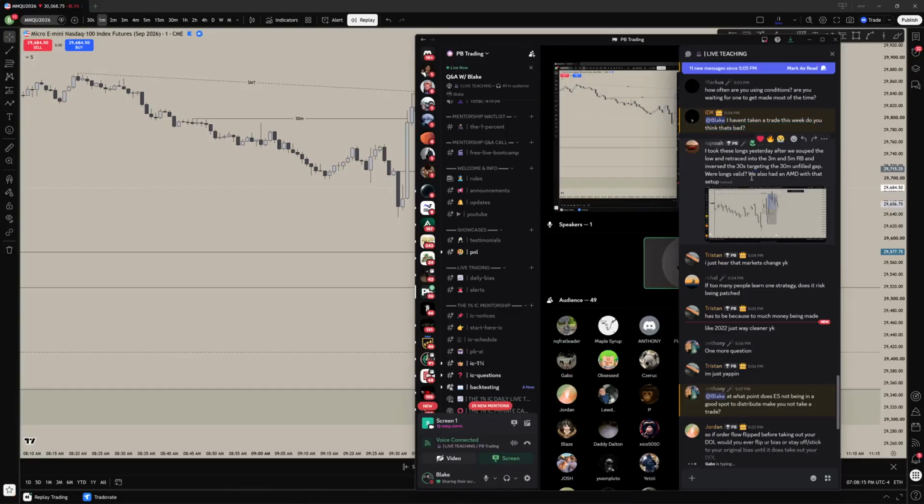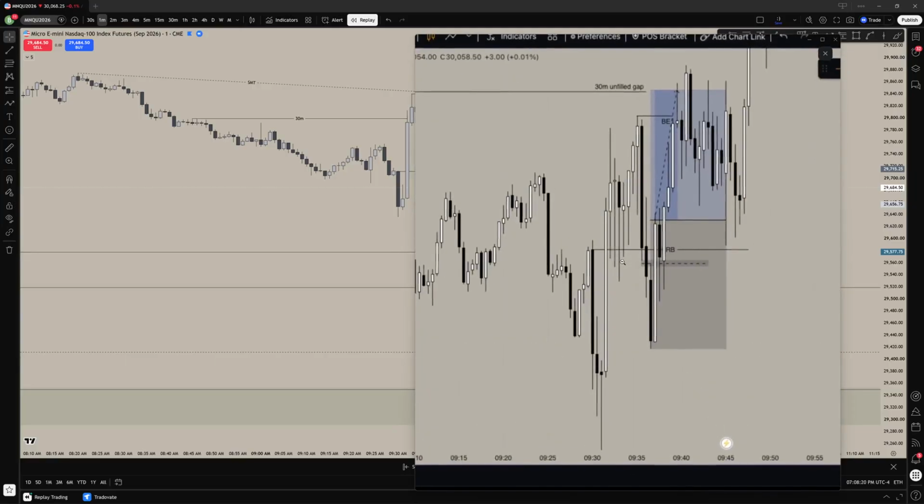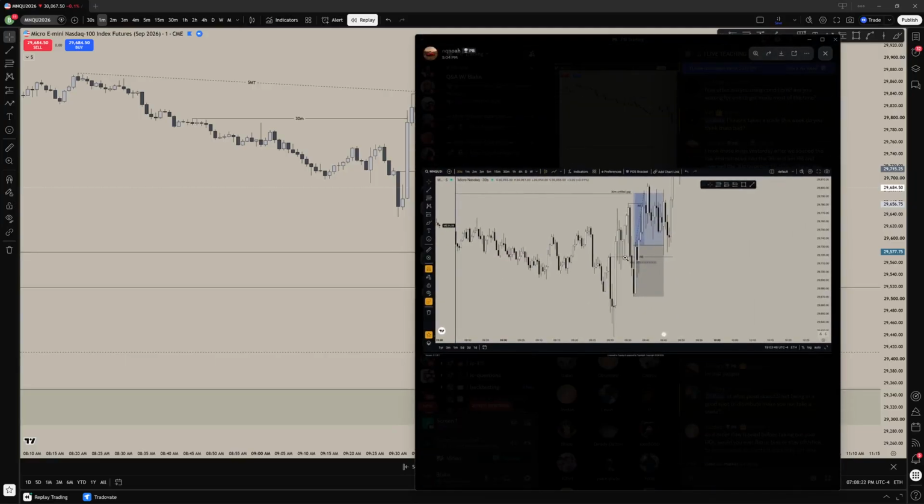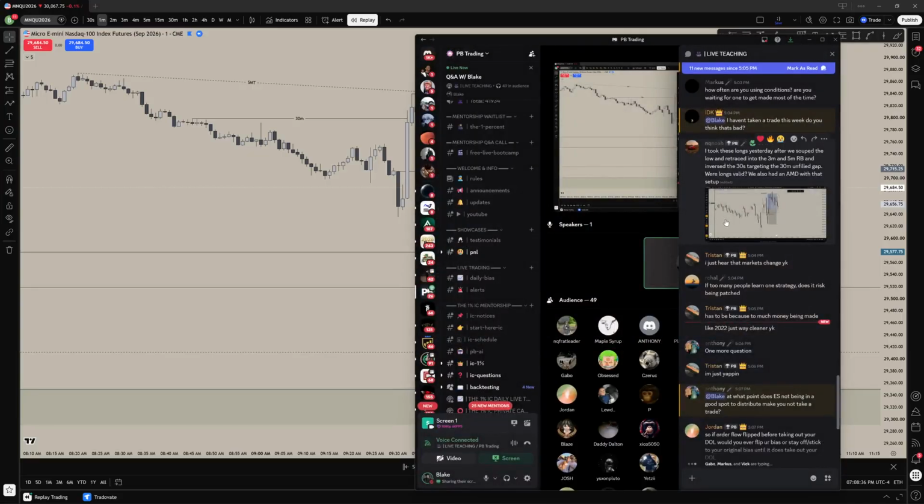I took these longs yesterday after we swept the low and retraced to the 3-minute and 5-minute RB. This was today? Oh, yesterday. Oh yeah, I remember this. Yeah, I peeped this. This looked good, but again, I was just so bearish. I was just married to being bearish yesterday.